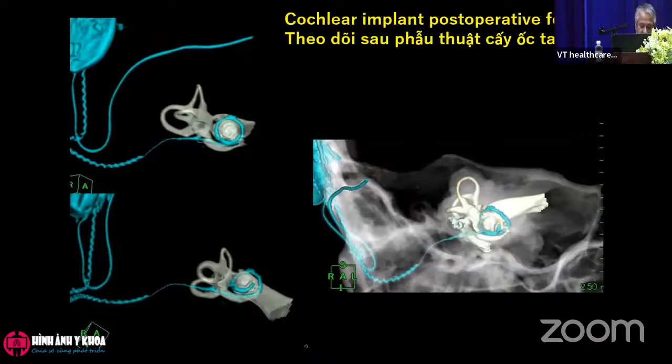We have confirmed the condition after cochlear implant surgery with 3D CT. You can see in the 3D image that the lead wire can be inserted into the cochlea.